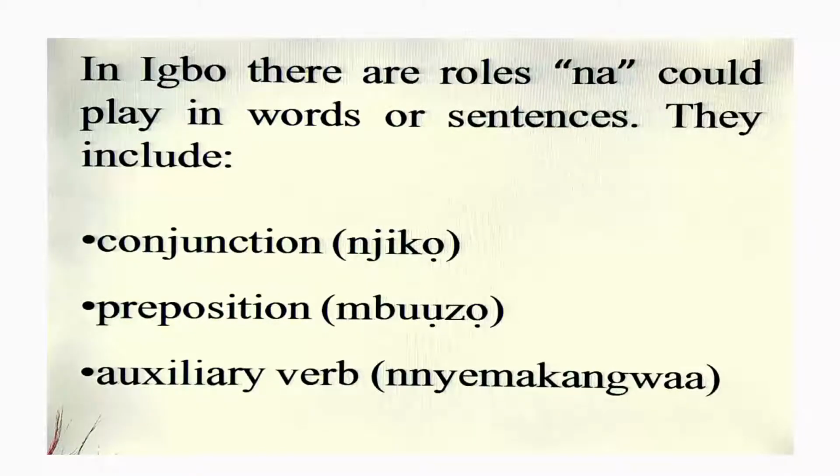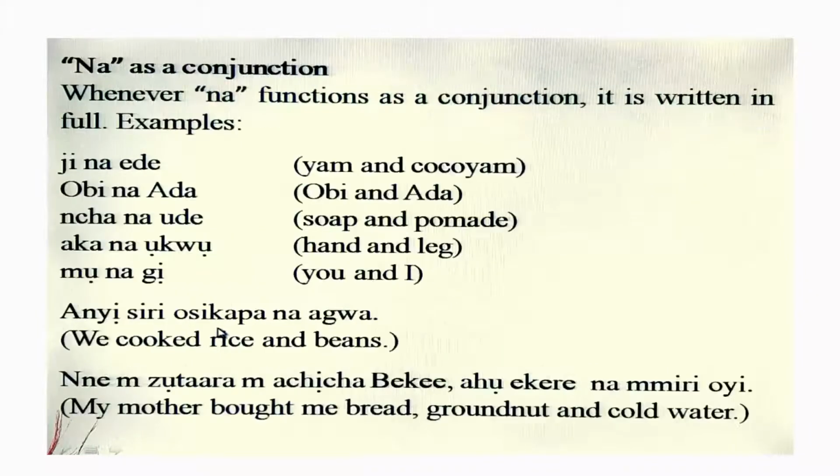Na has some functions in the Igbo language. Today, I'll teach you three of those functions. The three functions are na as conjunction, preposition, and auxiliary verb. Na as conjunction. Now, we all know what conjunction does. When na functions as conjunction, it is written in full as it is. We have examples here.